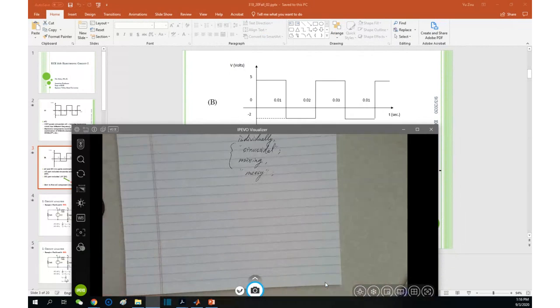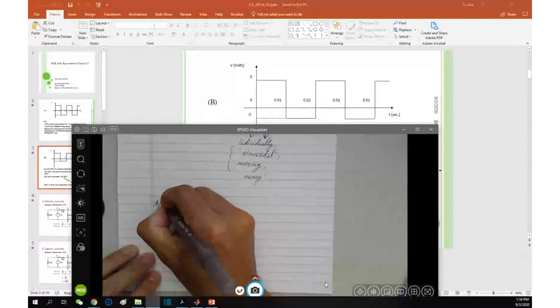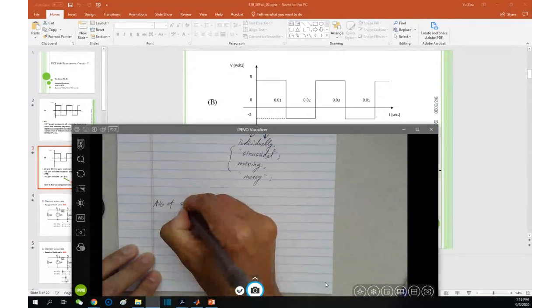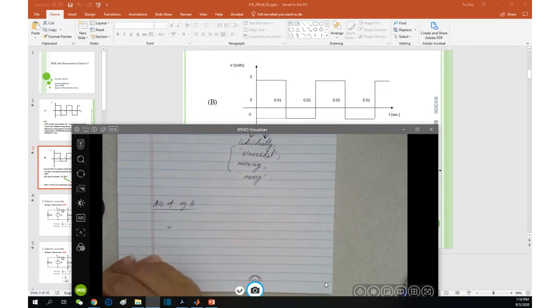You can see the signal B, right? So let me write down how to find the average value. Average value of signal B equals what? Anyone has any idea?